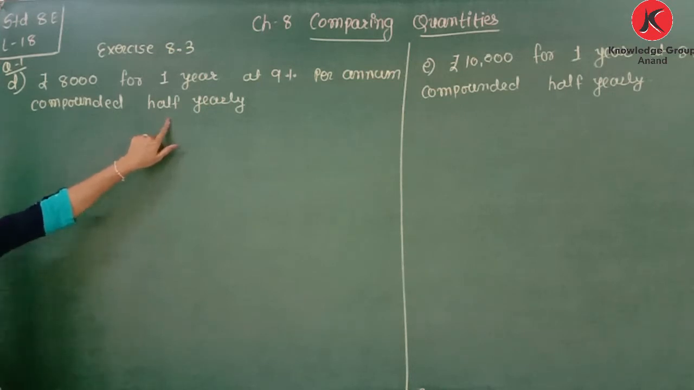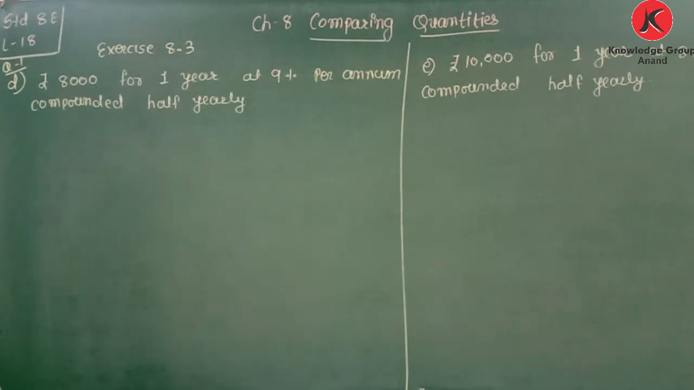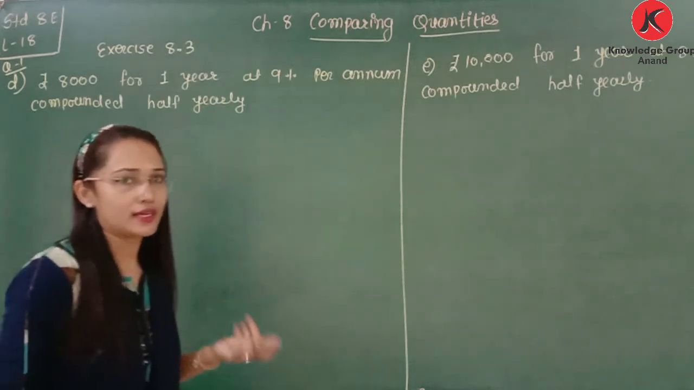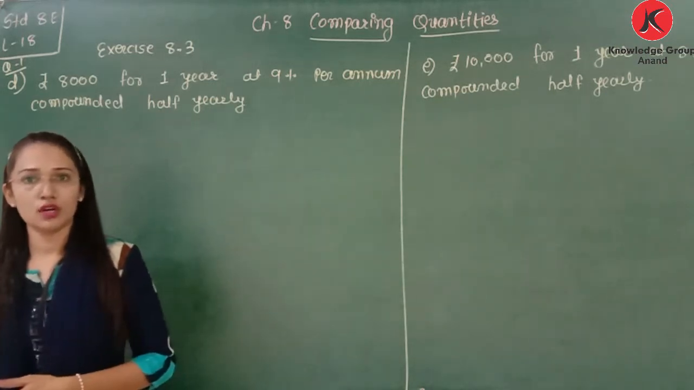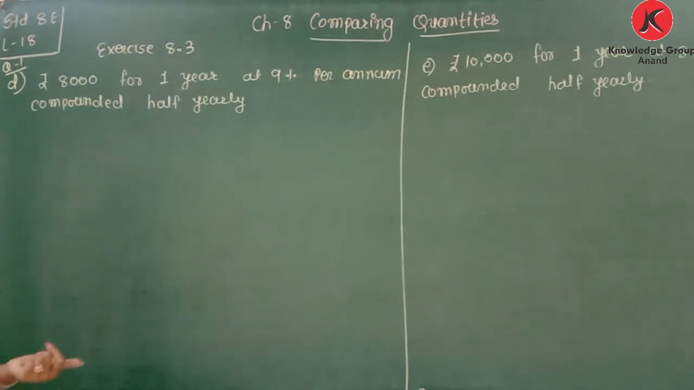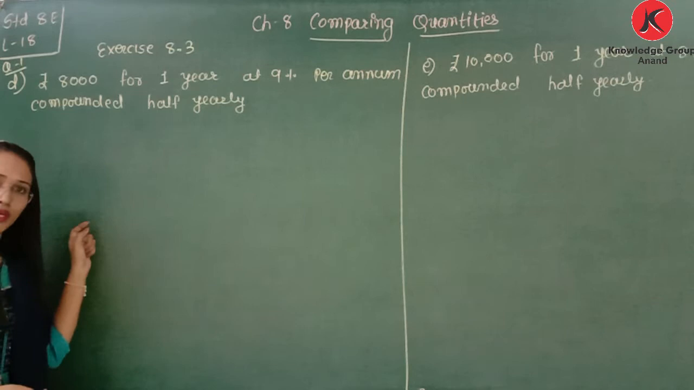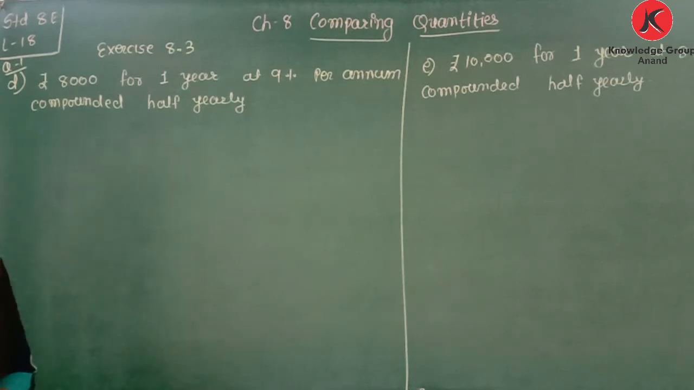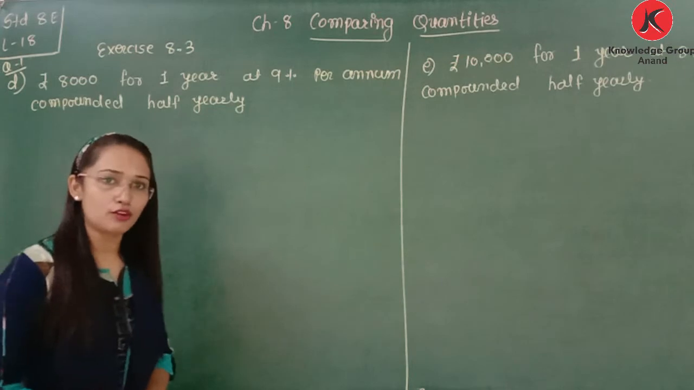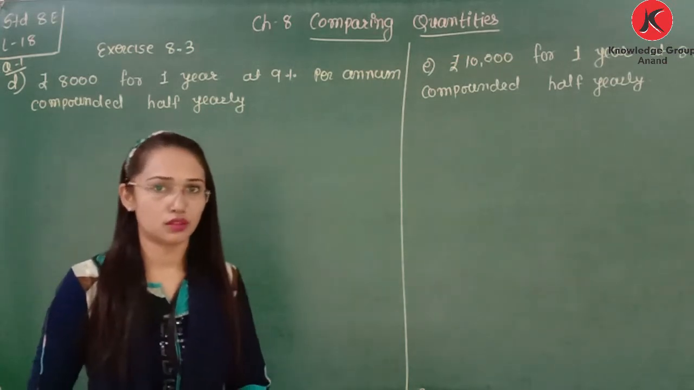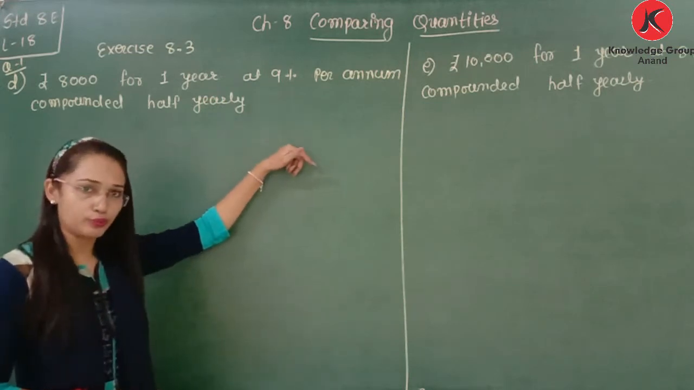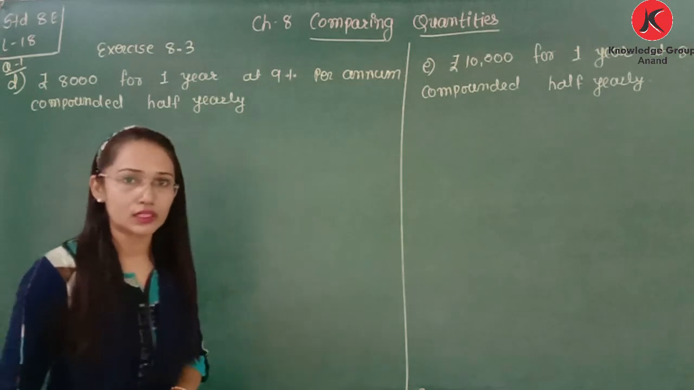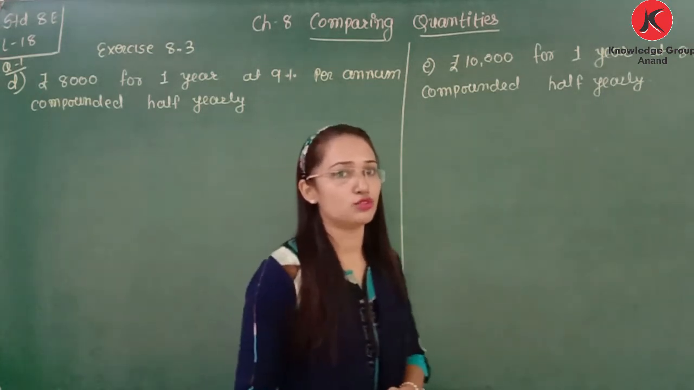We already learned the concept of compounded annually, compounded half yearly and compounded quarterly. Compounded annually means your principal value will change after 1 year, and your rate of interest and number of years will remain the same. If it is compounded half yearly, your principal value will change after half a year, which means 6 months. So your N will be multiplied by 2 and the rate of interest will be divided by 2.